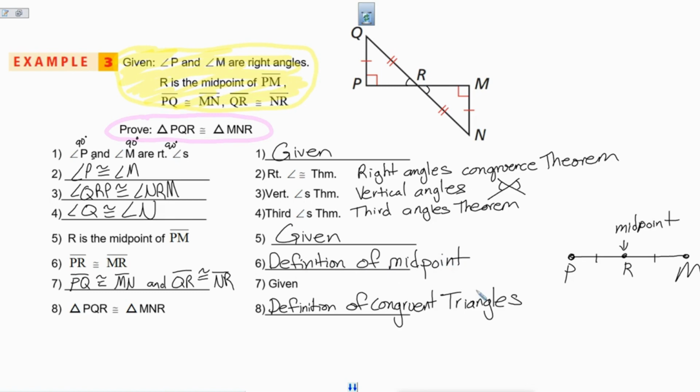So again, on proofs, get your given information filled in first. Your last step, write down definition of congruent triangles. That gives you half of the points for your proof. Do that first, then fill in everything else.